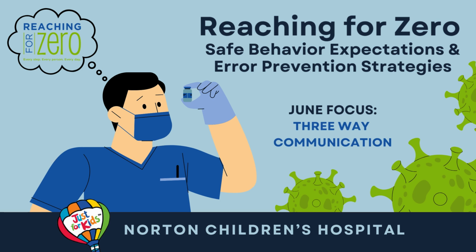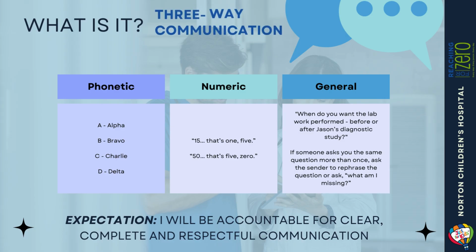For part of our 2025 education, as you guys know, we're going to be reviewing Reaching for Zero Safe Behavior Expectations and Error Prevention Strategies. Reaching for Zero is Norton Healthcare's journey to eliminate preventable harm for our patients, and this is a top organizational priority for Norton Healthcare. For the month of June, this video will focus on the strategy of three-way communication.